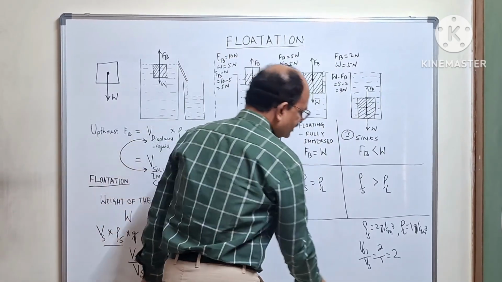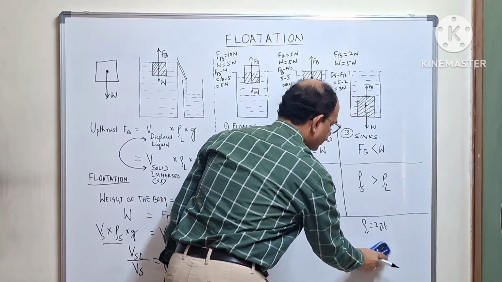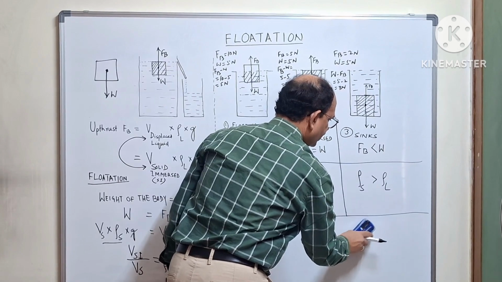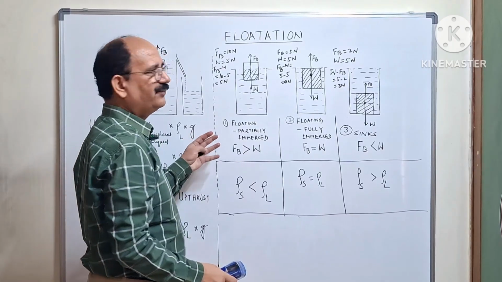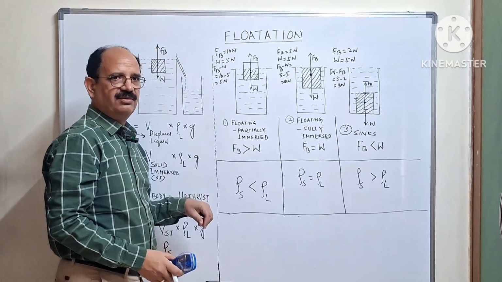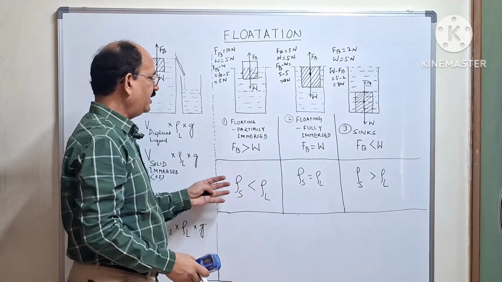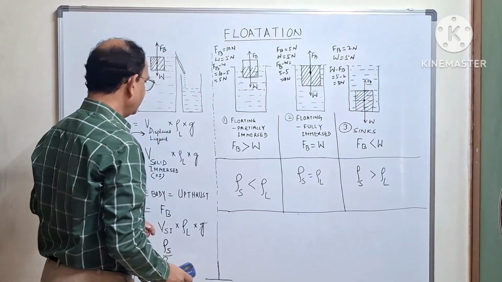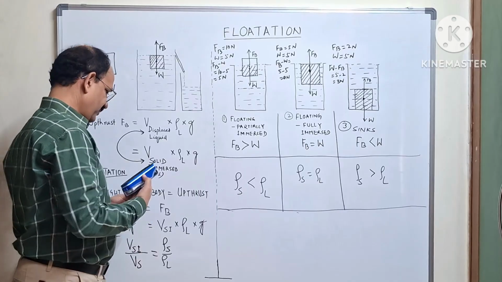So these are 3 ways in which you can understand the principle of flotation, considering all these 3 scenarios, both in terms of the upthrust and weight and also in terms of the density of the solid and density of the liquid in which that solid has been put. Let's draw a parallel to it, right?